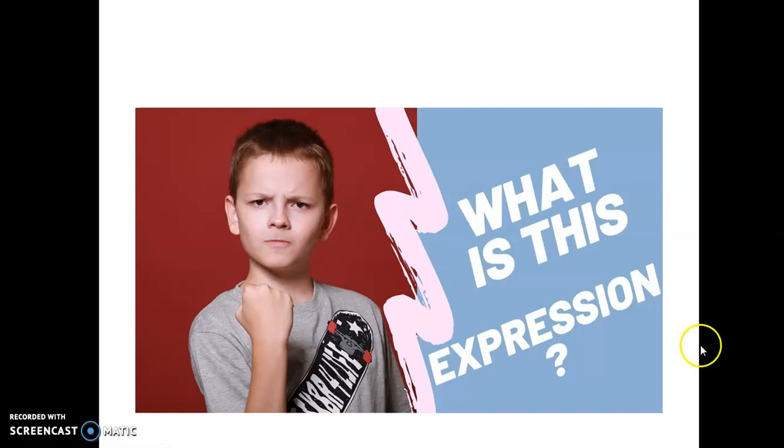So what is this expression? If you see this child, he has got his eyebrows raised and his eyes widened, his nose especially is widened, and he is biting his teeth. So this is an expression of anger.